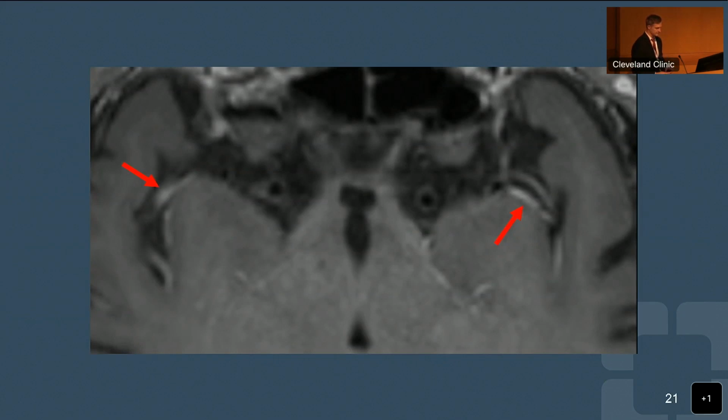And then lastly, this is an axial vessel wall image following intravenous contrast administration. We see areas of concentric enhancement and thickening of the vessel walls in the distal M1s and the proximal M2s. This patient actually had positive Lyme antibodies, so plausibly an explanation for a secondary vascular process.